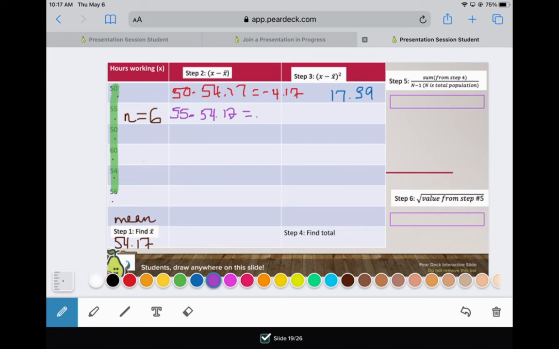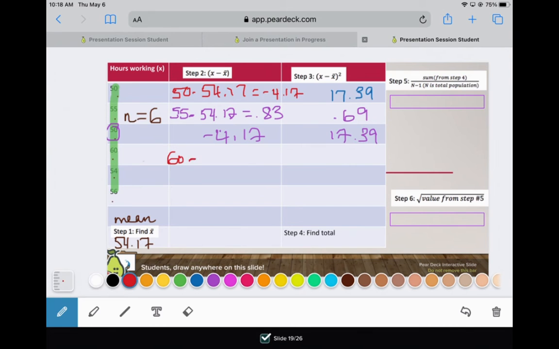That gives you 0.83. Go ahead and square it. That would give you 0.69, to 2 decimal places, okay? The next one is 50. You see this number 50 is already done for you. I know the difference is negative 4.17, or 17.39 squared. So it's the same number, then I don't have to do it again. It's there. I just have to list it out.